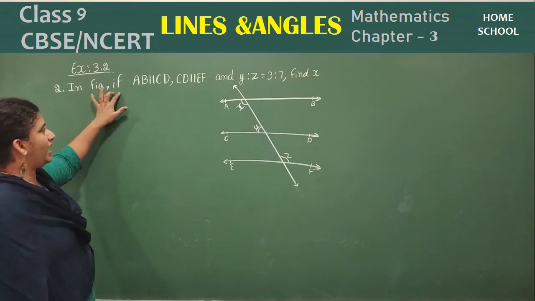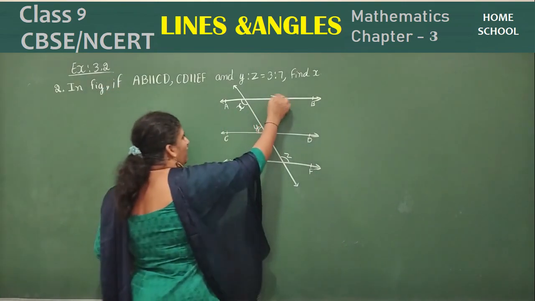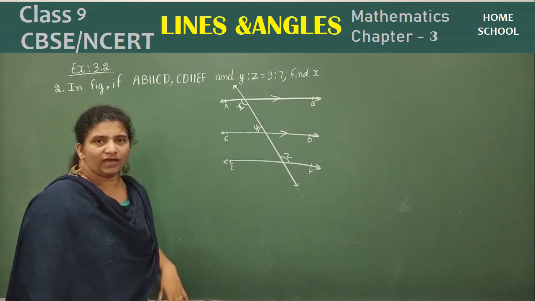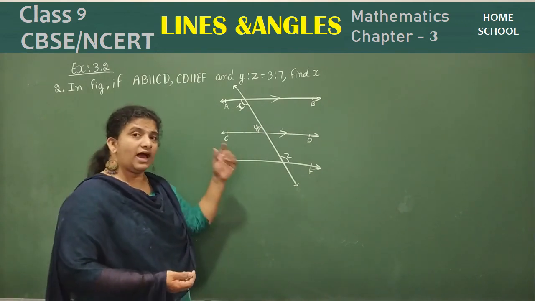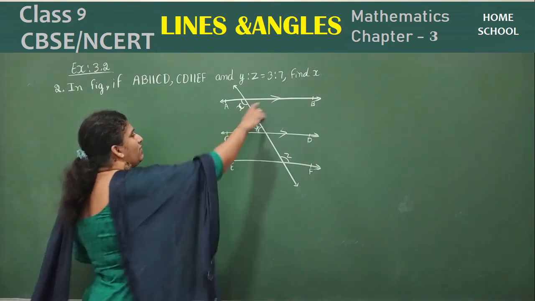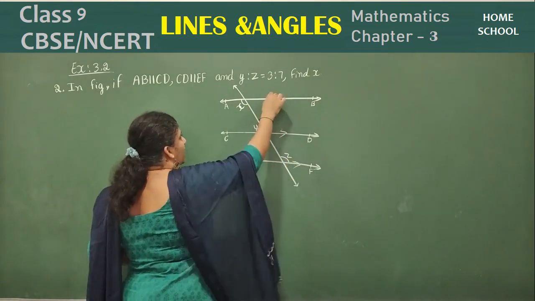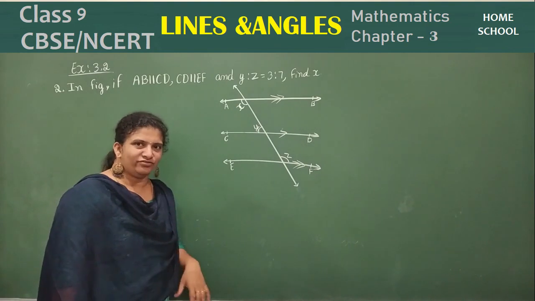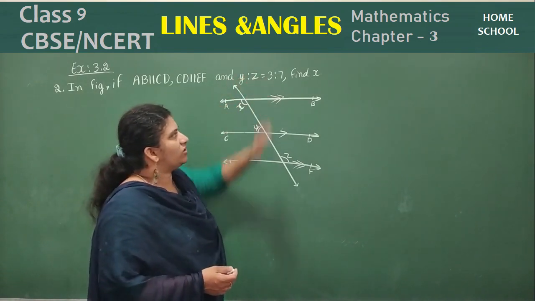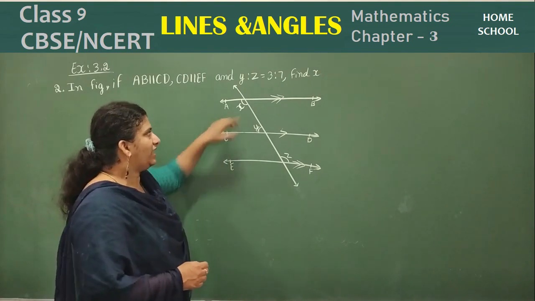In the figure, AB is parallel to CD, and CD is parallel to EF. Now we have just seen the statement: lines which are parallel to the same line are parallel to one another. So I can say AB is parallel to EF. And y is to z is equal to 3:7. Find x is your question. So you need to find x.